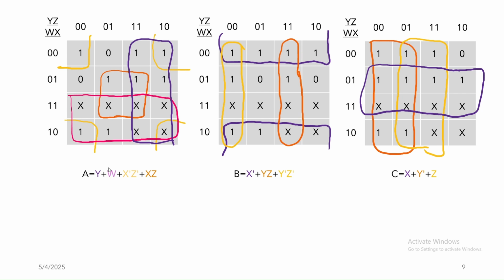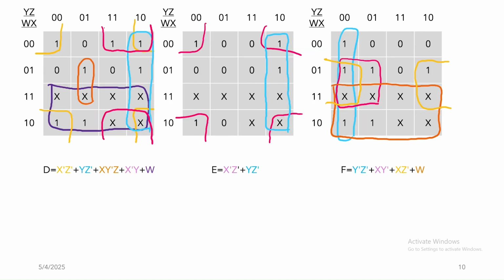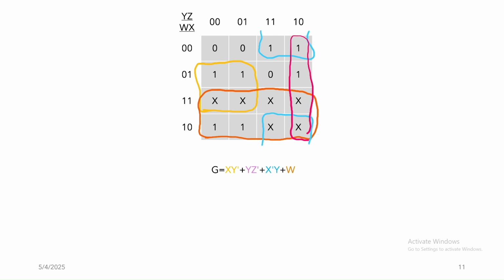So here I have the K-maps for A, B, C. Notice that I have WX vertically and YZ horizontally. And I have color-coded the squares to make it clear for the viewer. For example, XZ is in orange here: the 1, 1 doesn't change, so it's going to be X, and the other 1, 1 doesn't change, so it's going to be Z, XZ. I do the same for B, C, D, E, F, and G.